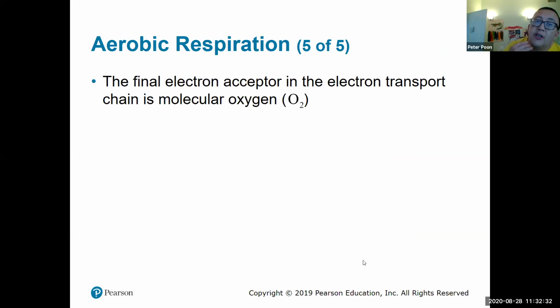Make sure you understand the final electron acceptor in the electron transport chain is molecular oxygen. This is why we breathe, and this will play a role later.